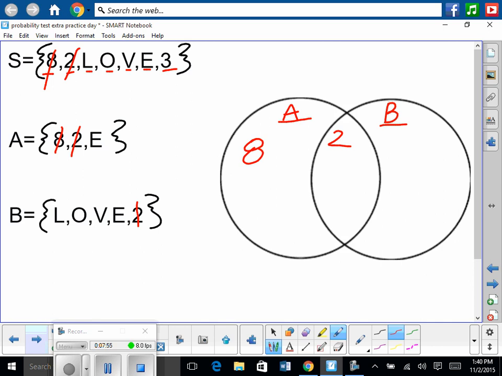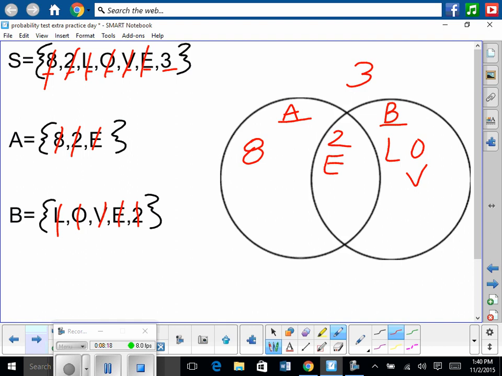E, E. Yeah? Yeah. Obviously. In the intersection. And then B has an LOV. Then 3 is left. Left is a 3 floating outside. Okay, so that's as hard as we need to be in this class.